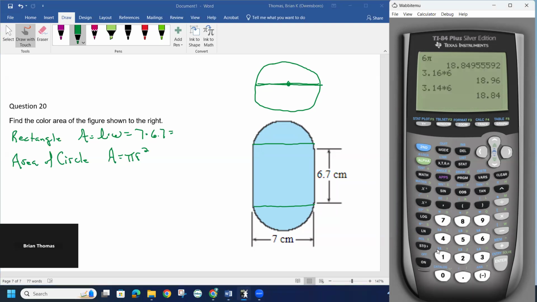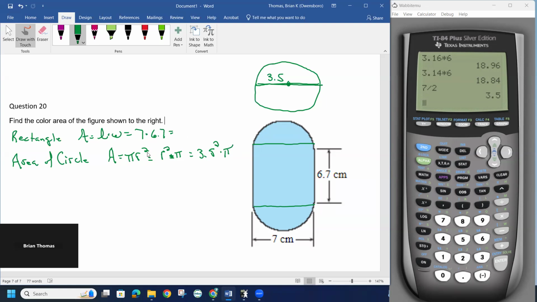So on our calculator, if we go 7 divided by 2, that should be 3.5. 3.5 becomes our radius. So we can take this radius squared times pi, which is usually how I do it. So I would have 3.5 squared times pi. Or again, we can use 3.14 sometimes, it just depends on the situation.